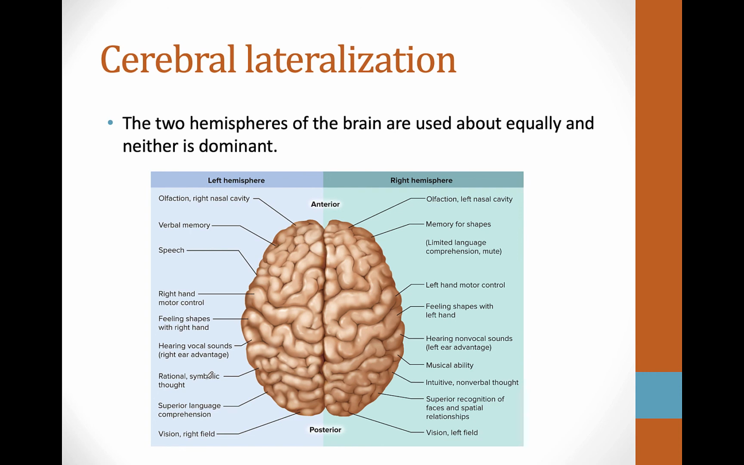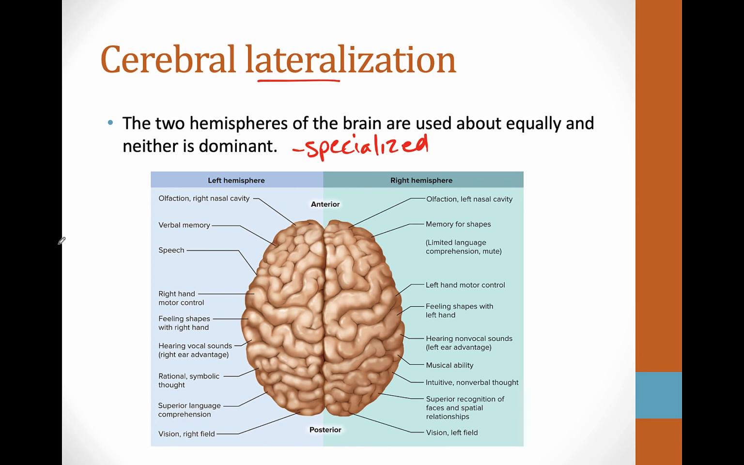Our brain is separated into two sides, and these are lateralized. Lateral is to the side. The two hemispheres are about the same size. Sometimes the left hemisphere is a little bit larger, depending on the person. But we don't have a dominant hemisphere. We typically use both hemispheres about equally. However, they do become specialized, and that's what lateralization is. It's not that one's dominant over the other, but that they have slightly different functions.